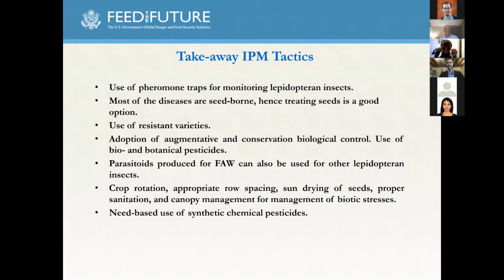Augmentative biological control as well as conservation biological control techniques are available. Parasitoids being produced for the fall armyworm could also be used for controlling caterpillar pests in the lentil field. Crop rotation is also an effective tool to reduce pest and disease incidence. And lastly, we have to use need-based synthetic pest chemicals so that we won't disrupt the environment.